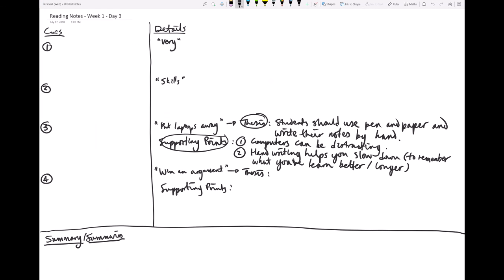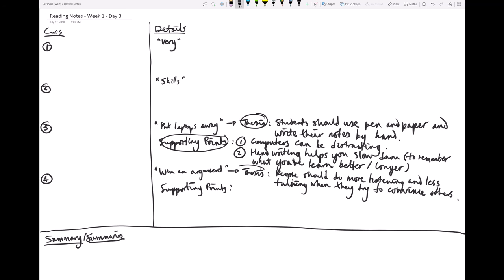So the thesis here is we, or people, should do more listening and less talking when they try to convince others. There. That's my paraphrase of the article's thesis statement.